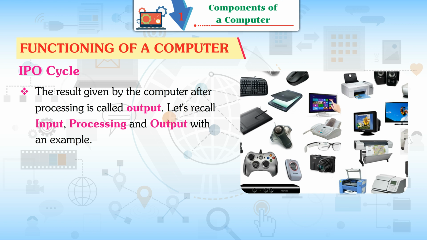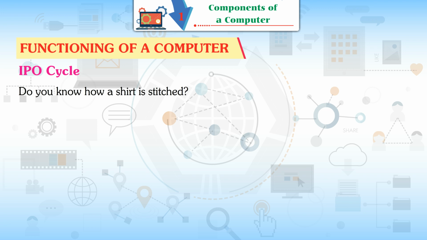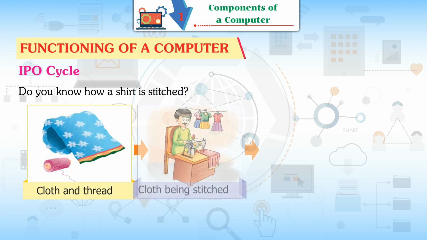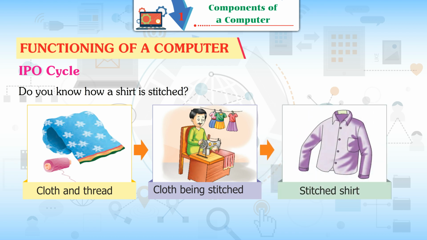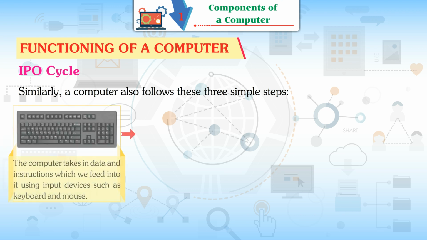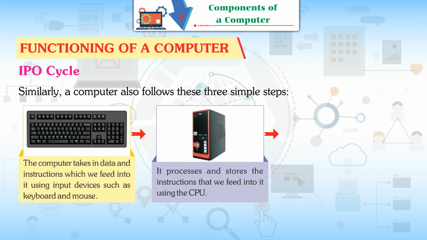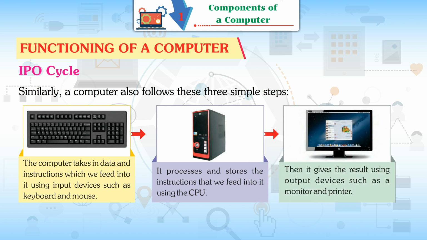Let's recall input, processing, and output with an example. Do you know how a shirt is stitched? Cloth and thread, cloth being stitched, stitched shirt. Similarly, a computer also follows these three simple steps. The computer takes in data and instructions which we feed into it using input devices such as keyboard and mouse. It processes and stores the instructions that we feed into it using the CPU. Then it gives the result using output devices such as a monitor and printer.